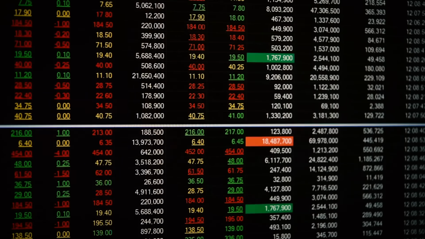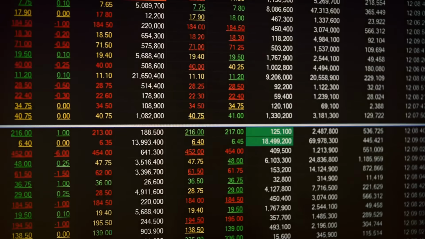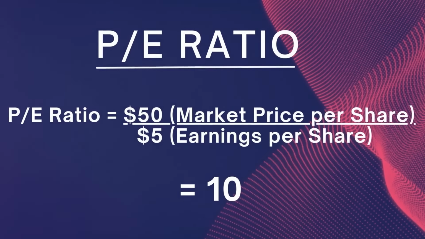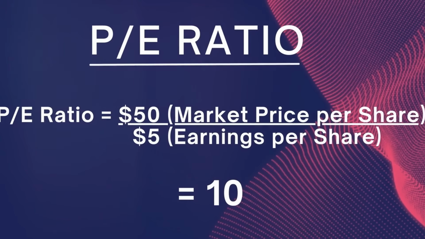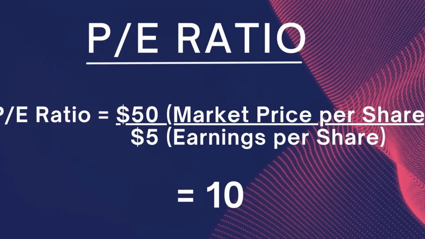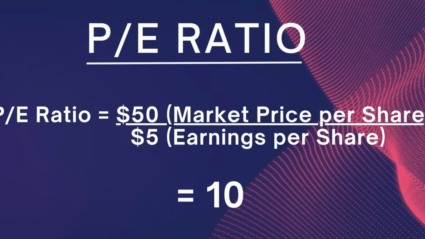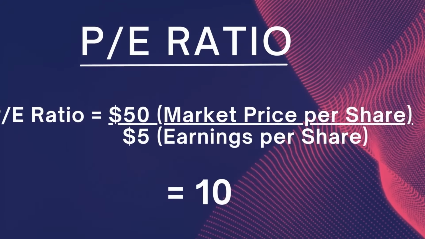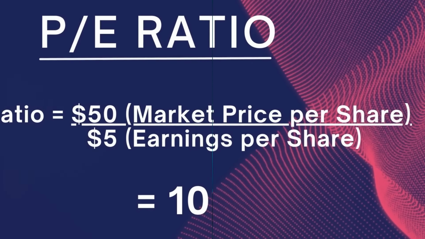Suppose you are interested in investing in XYZ Corporation, and its stock is currently trading at $50 per share. The company reported earnings of $5 per share in the most recent fiscal year. Now, calculate the PE ratio. In this example, the PE ratio for XYZ Corporation is 10. This means that investors are willing to pay $10 for every $1 of earnings generated by the company.